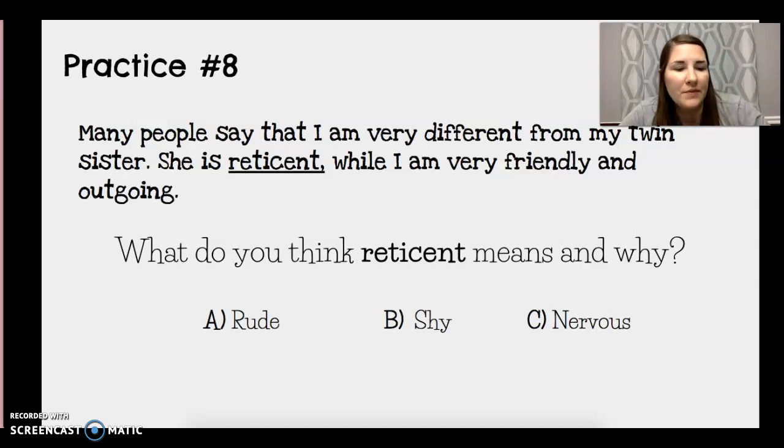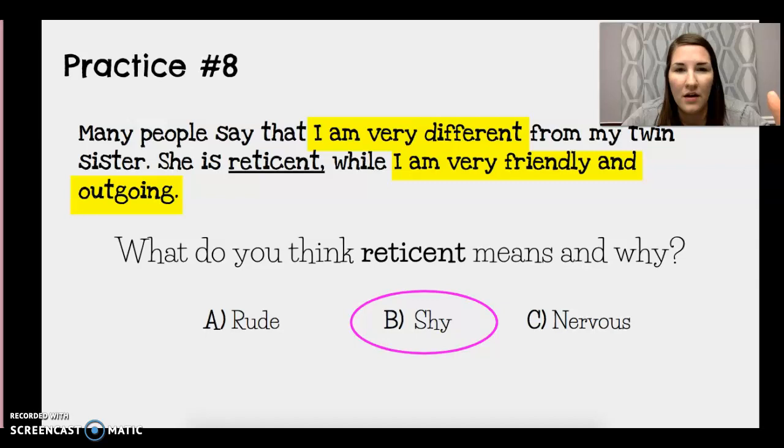So thinking about this one, it says that I am very different from my twin sister and I am very friendly. So if I'm different, I'm friendly, and she's different than me. So that must mean that she's kind of the opposite, an antonym of that. So reticent must be the opposite of friendly and outgoing. And so that must mean that she is shy.